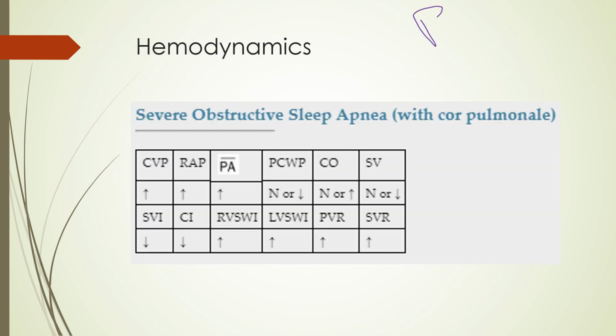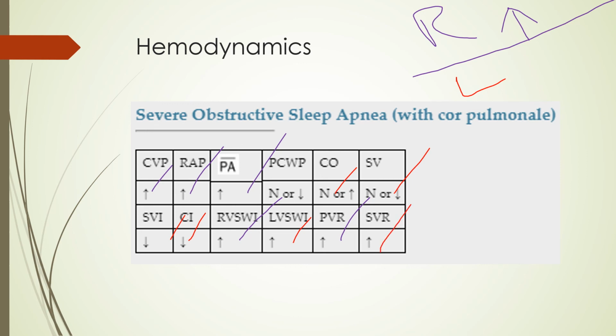Hemodynamics, right-sided heart pressures. CVP, right atrial pressure, mean pulmonary pressure, right ventricular stroke work index, and pulmonary vascular resistance are all increased. When we're looking at the left side of the heart, cardiac output, stroke volume index, cardiac index, left ventricular stroke work index, and systemic vascular resistance. What do you see here? So cardiac output, stroke volume, we'll just say are normal. Stroke volume index, cardiac index are decreased.